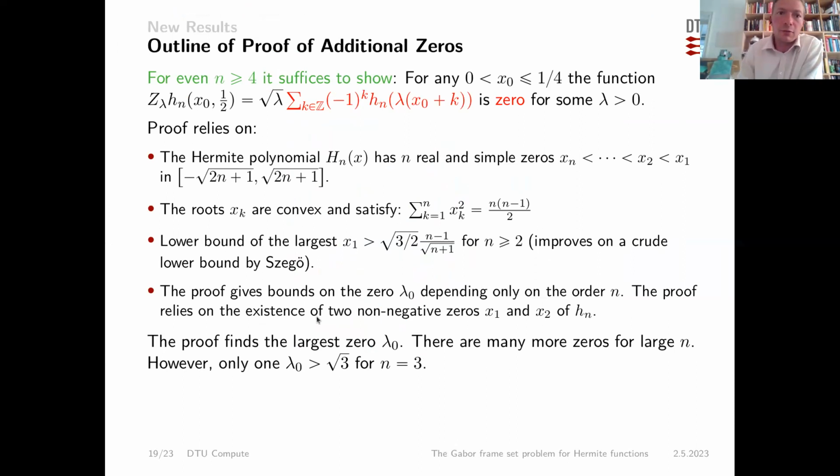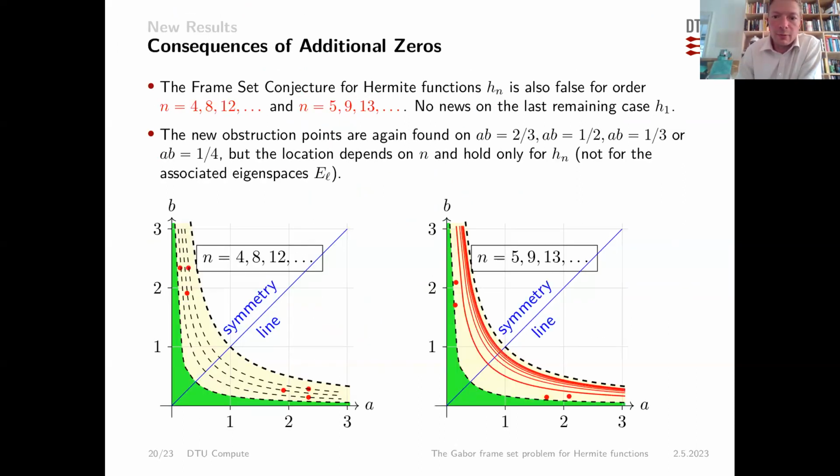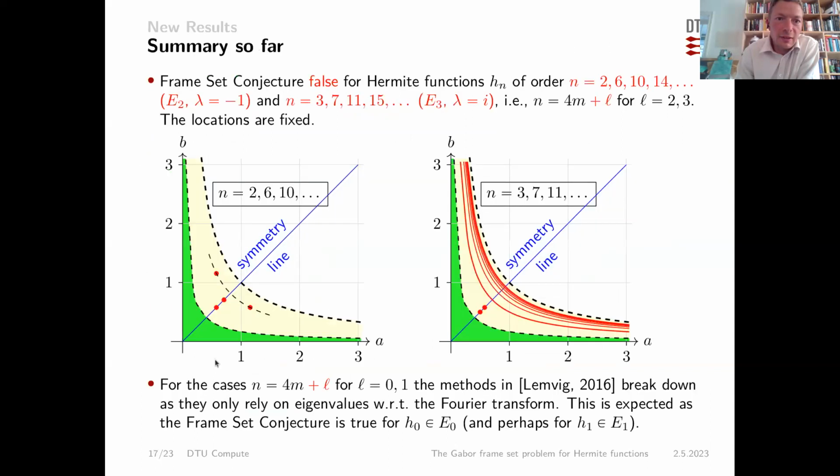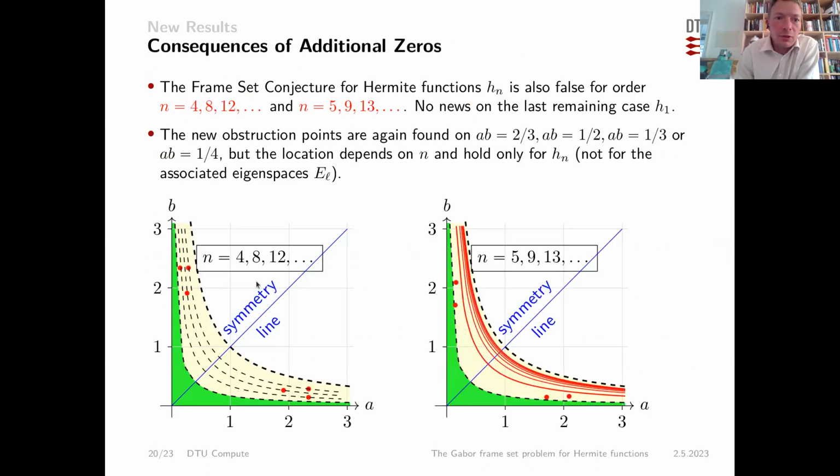I don't have time to actually go into the proofs. So the consequences, we're almost at the end, right? The frame set conjecture is also false for these remaining cases: n equal to 4, 8, 12, etc., and 5, 9, 13, etc. And you see the symmetry. While in the first cases, the obstruction points in the first paper I did were all fixed for all orders, actually fixed for the entire Fourier eigenspaces, these obstruction points here depend on n, and as n becomes larger, they move away from the symmetry line, so they shoot out because it's the largest zero that we verify.